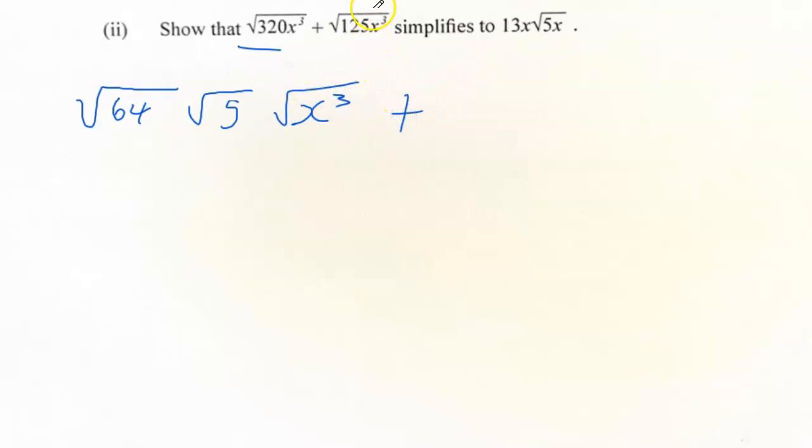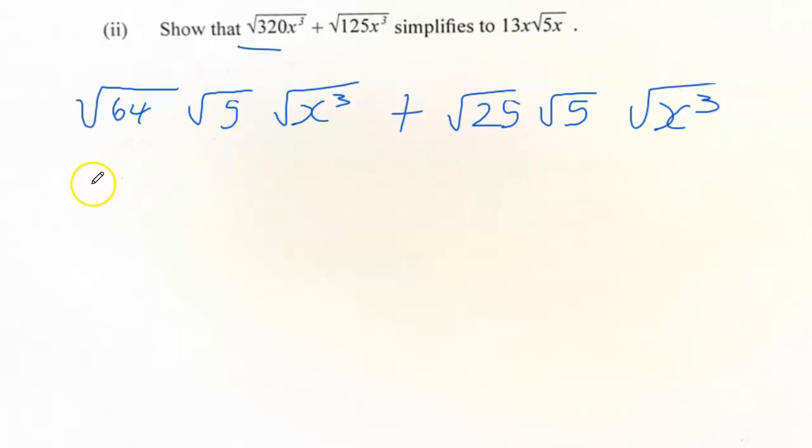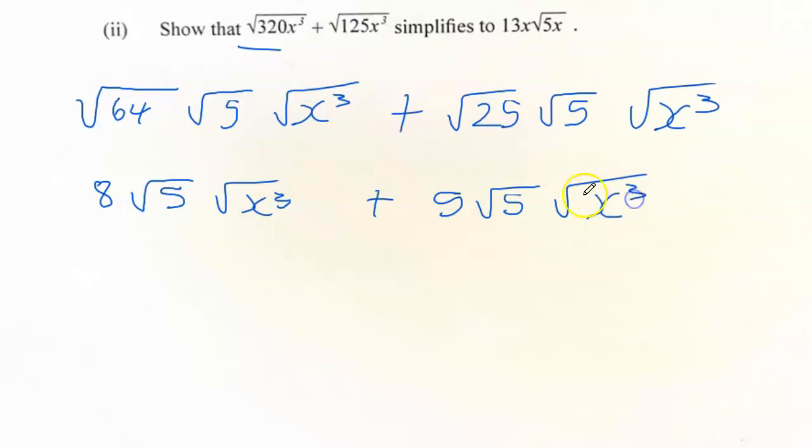Plus the 125, we can rewrite, divide 125 by 5, that's 25. So 125 can be rewritten as root 25 times root 5. Since 25 times 5 gives 125, and 5 times 64 gives 320. And then root x cubed. So what else can we say now? Root 64, that's 8. So what we have is 8 root 5 times root x cubed, plus 5 root 5 times root x cubed. So we're aiming to get this.